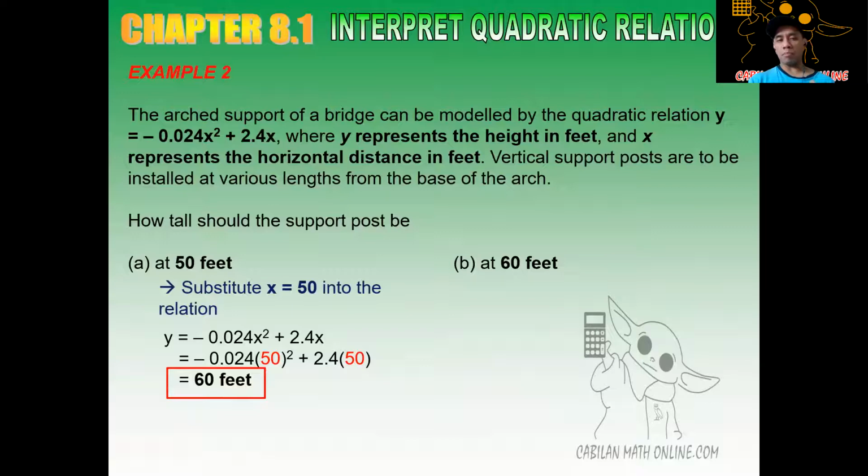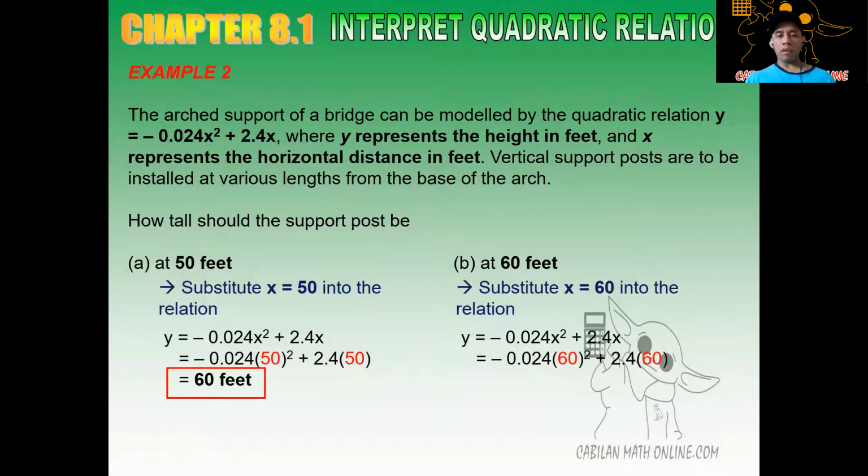Again, the main thing you have to be careful with when you're putting it in the calculator is to make sure you have the negative in front of the 0.024, and don't forget you're squaring the 50 in brackets. All right, and you're going to do the same thing with the 60 feet. For this one, you should get an answer of 57.6 feet. Again, this is just getting you familiarized with how to put numbers into a quadratic relation. Just be careful when you're putting these in, especially the exponents, that you are using either the exponent key and raising to the exponent 2 or pressing the x squared key.